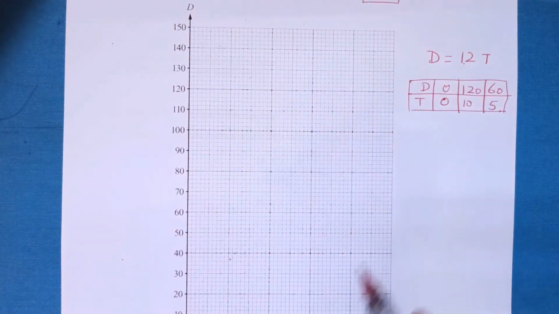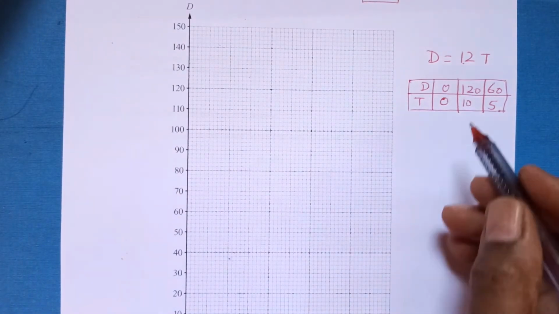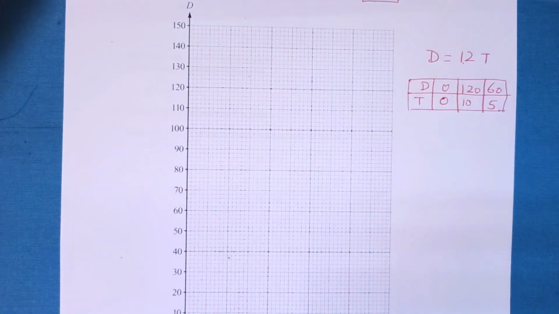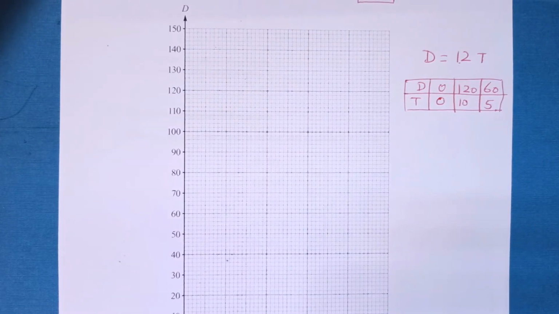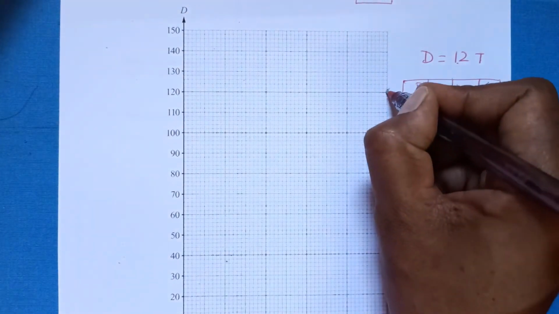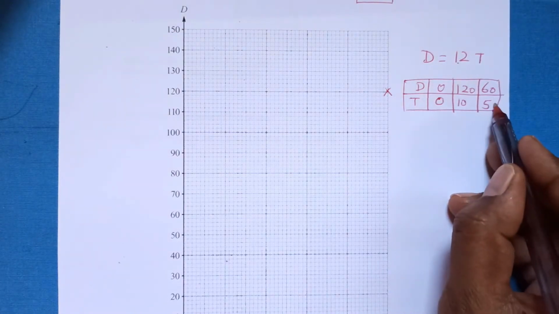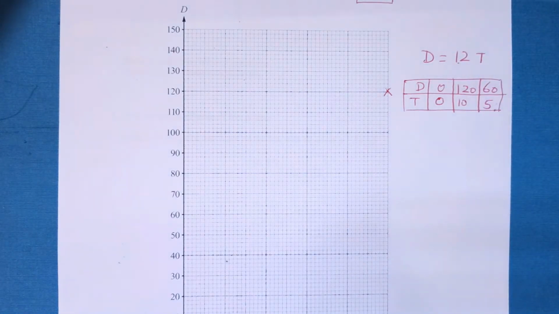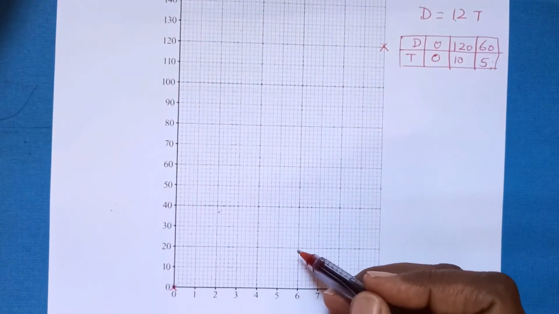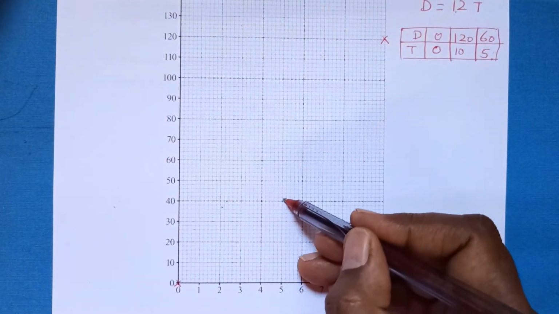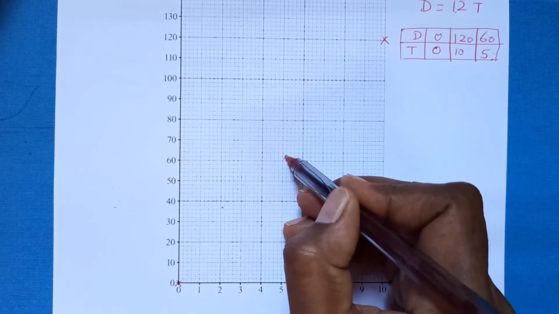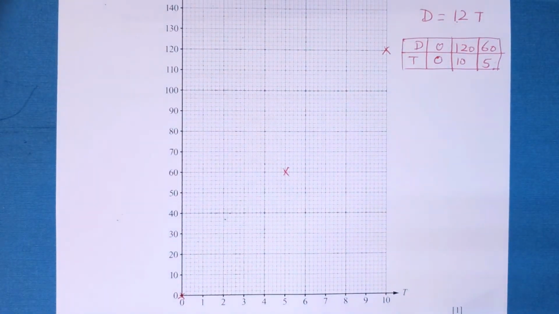So when D is 0, T is 0. So this is the point. And then when T is 10, T 10 here, D is 120. 120 is this point here. And if T is 5, T 5 here, and D is 60. T 5, D 60, go along. This is the line of 5 here up to 60. 60 is here. Then we will just join the line with the ruler.